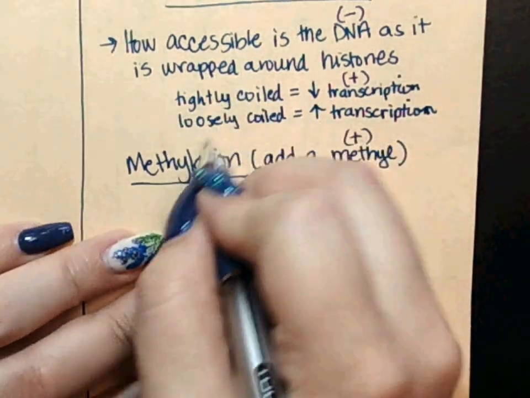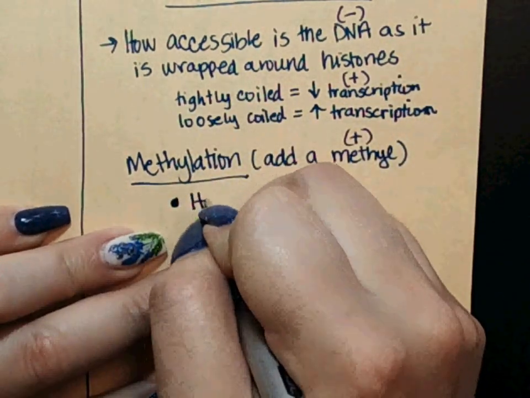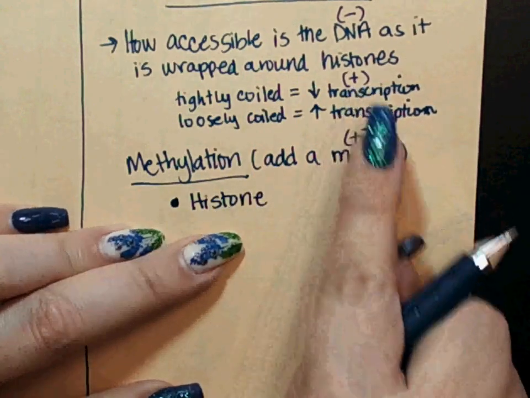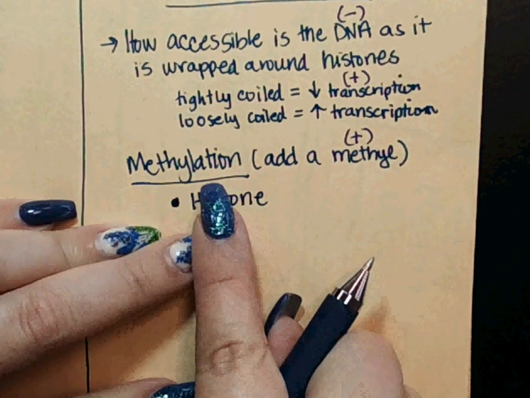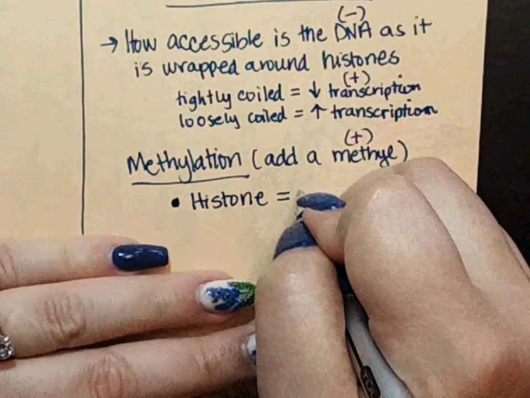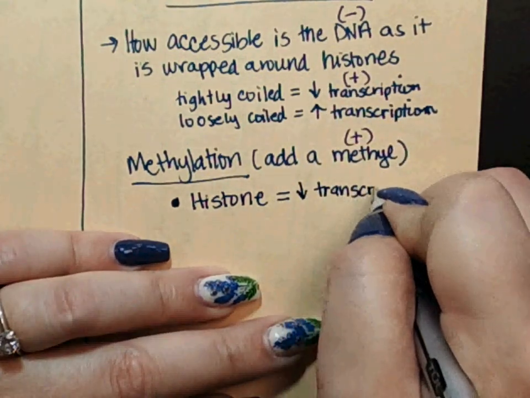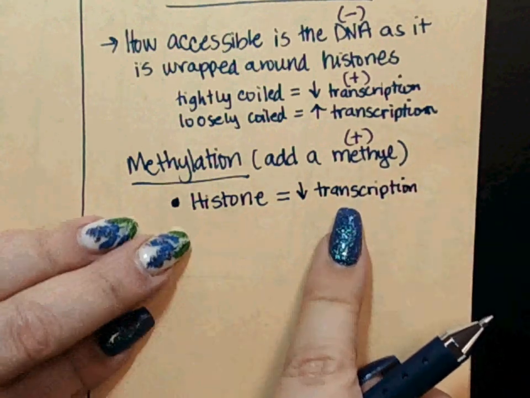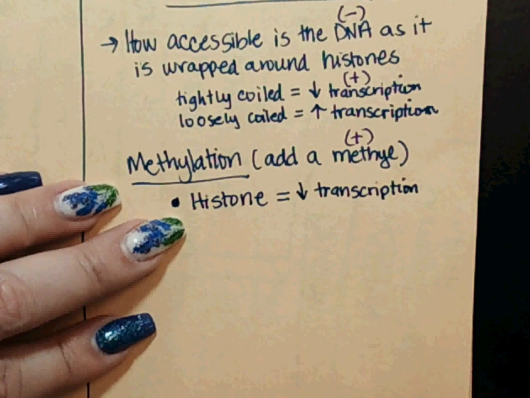So if you methylate the histone itself, so remember, histones are already positive, and now we're going to make them more positive. So if you methylate the histone, that's going to result in less transcription. We call this gene silencing, because now the DNA is going to be tighter around the histone itself.